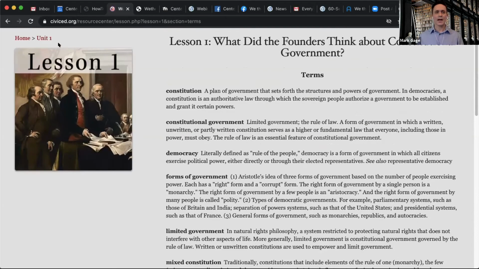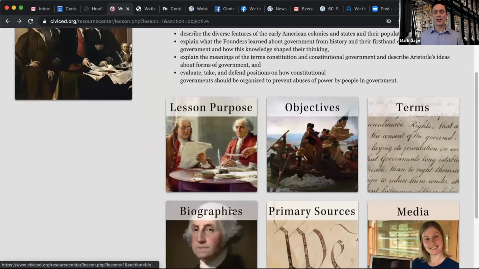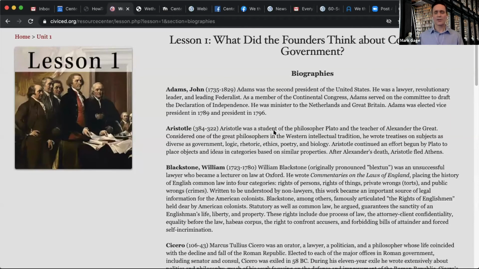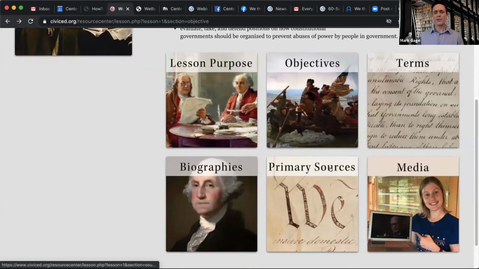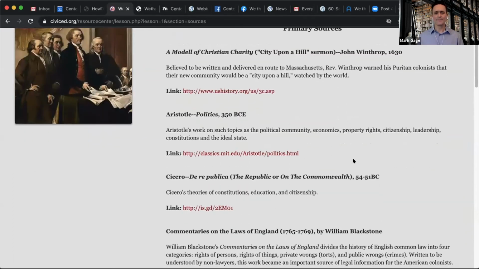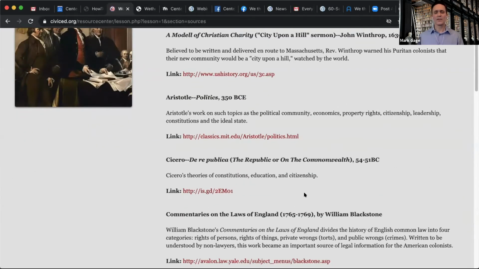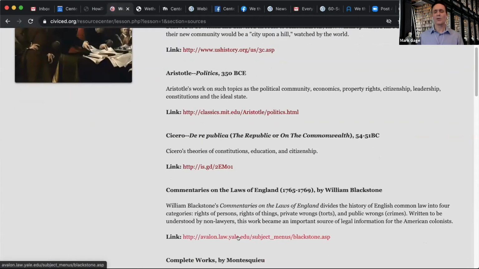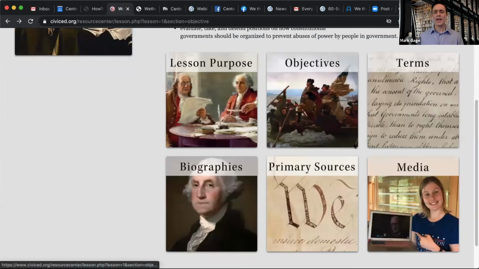The terms, you can copy those out and put them in a slideshow if you wanted to. And then, let's see, biographies. These are the biographies of every notable person who's covered in the entire unit. You've got a bio of John Adams, Aristotle, William Blackstone, et cetera. And primary sources. This is a list of primary sources that are related to the lesson. We mentioned many of these works, and these are public domain sources, like from Yale at Avalon.